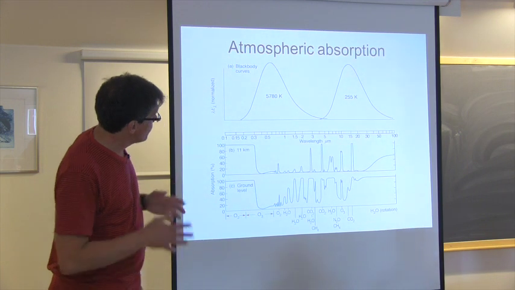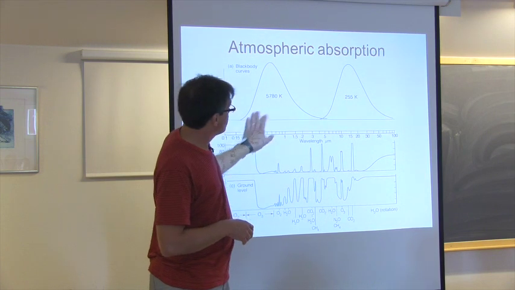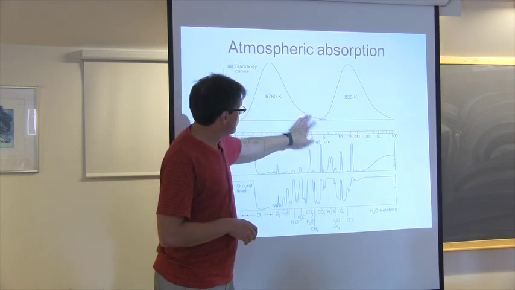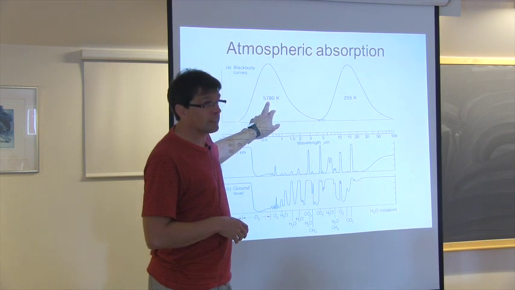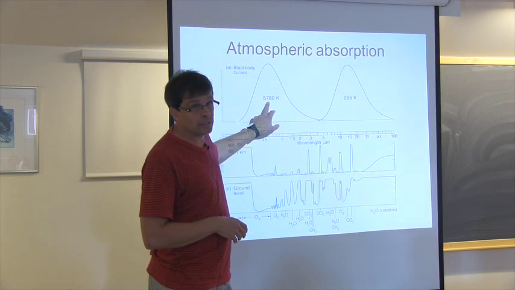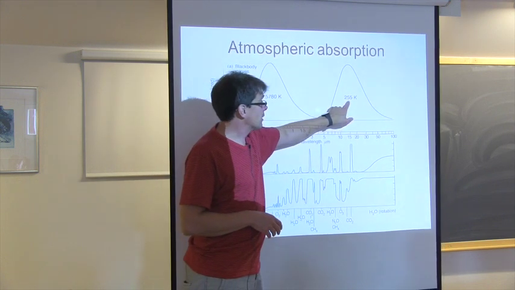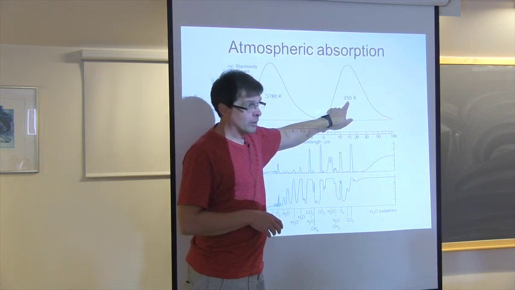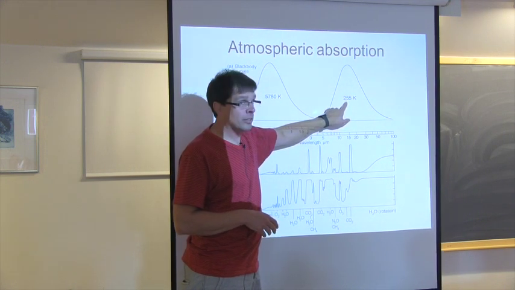So, quickly again, we have two black body curves here. One at a very high temperature. This is close to the sun's surface. The sun is about 6,000 degrees on its surface. And this is 255. This is close to the average that we calculated with a simple climate model a few minutes ago, minus 18 degrees or so.